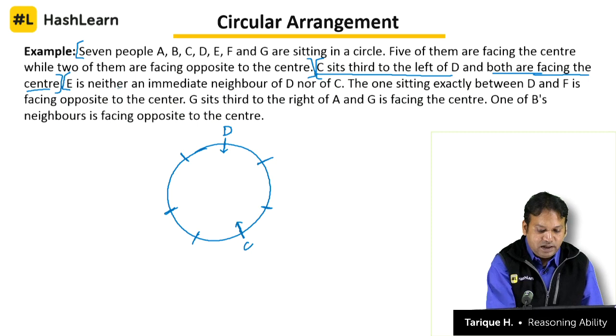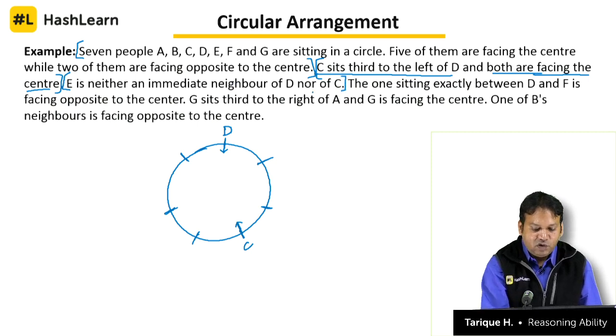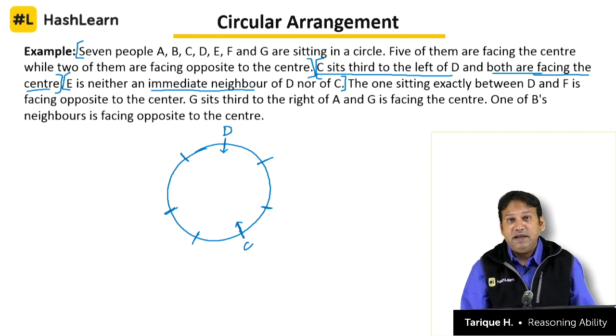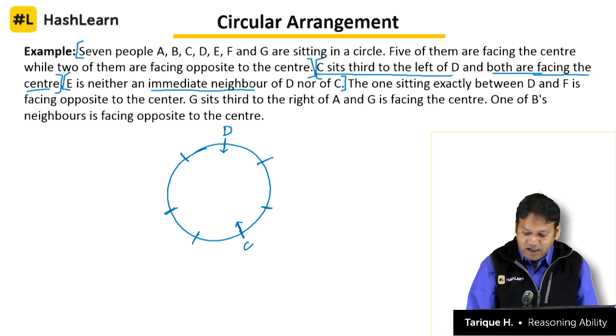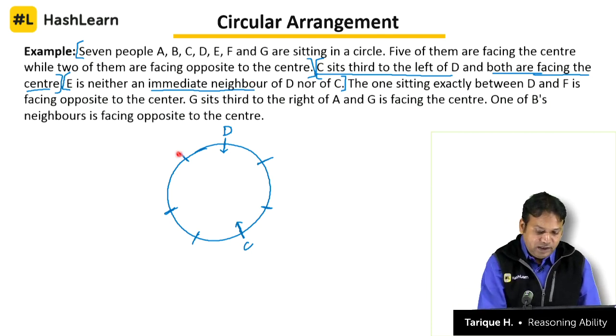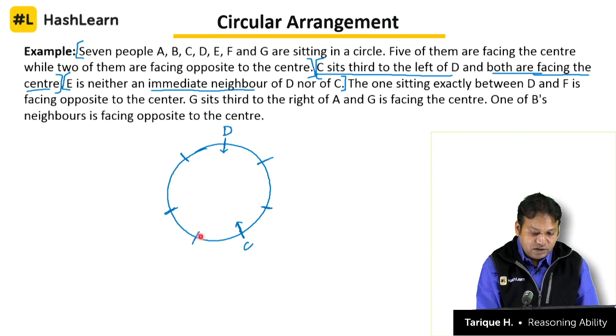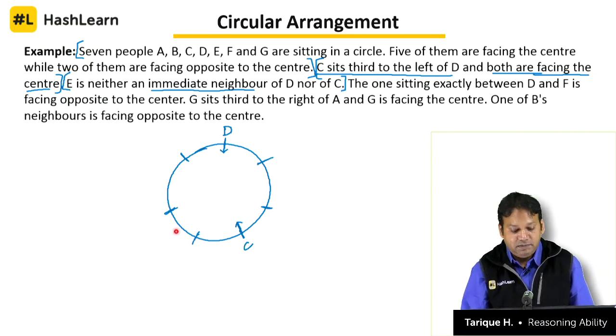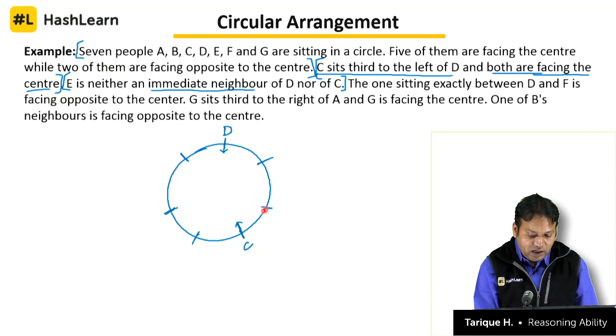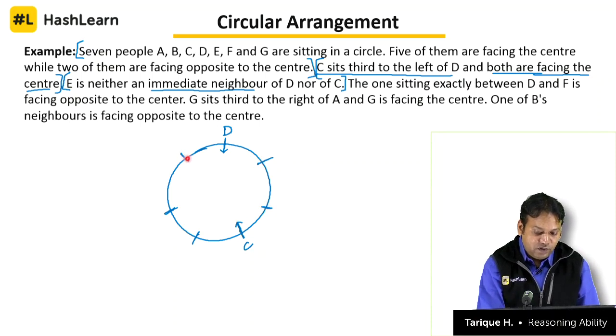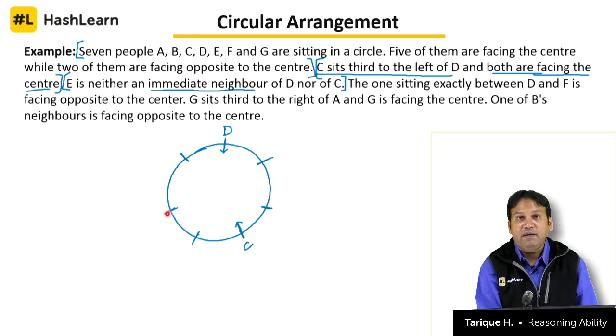E is neither an immediate neighbor of D nor of C. Now you already know the meaning of immediate neighbor. So E is not a neighbor of D, E is not a neighbor of C, and we don't know which side is E facing, but we can tell at least that if I just show you here, E cannot come here because E is not an immediate neighbor of D. Similarly, E cannot come in these two positions because E is not an immediate neighbor of C. So if we cancel out this 1 and this 2 and this 3 and this 4, two positions are already occupied. There's only one left for E. This is the only position that E can take.